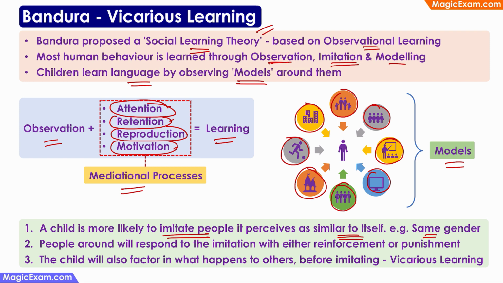And people around will respond to the imitation with either reinforcement or punishment. For example, the child thinks he is a gunda and he learns some bad language from his friends, and he comes home and he uses that bad language in the family, and his parents immediately punish him. Then there is a punishment that is happening. So the child realizes that if he uses such language, then there will be punishment. So the child will stop using such language or avoid such language.